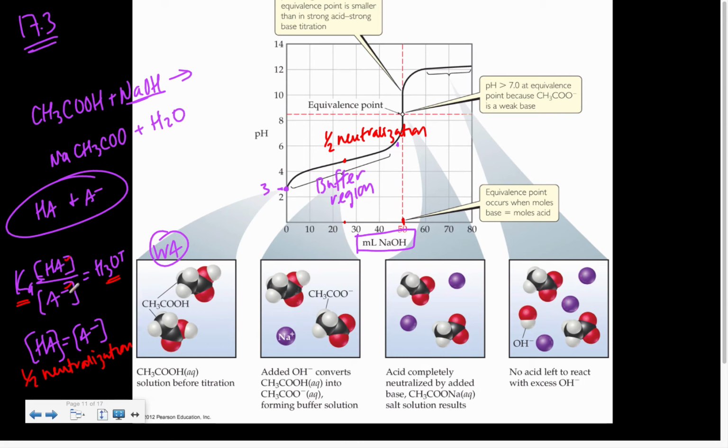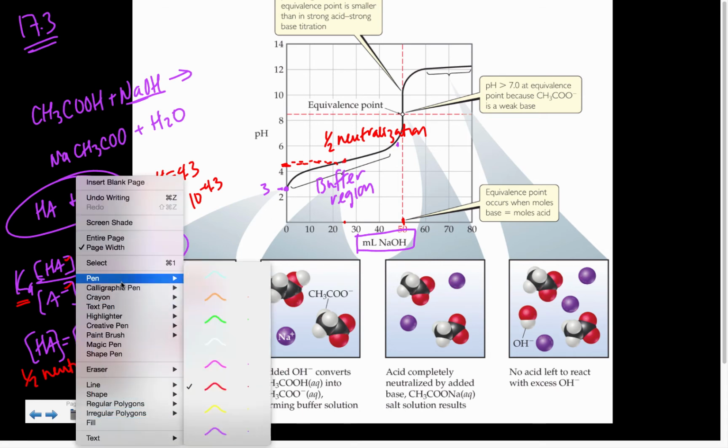When the amount of HA is equal to A minus, my Ka equals my H3O plus, which allows me to deduce the Ka of a weak acid, right? Which is actually one of the reasons that you would titrate a weak acid. So here, I know that's not straight, but that's approximately what? Let's call that 4.3. So if my pH is equal to 4.3, that means my Ka is equal to 10 to the negative 4.3, yes? And I know that courtesy of the half neutralization point on my titration curve, yes?